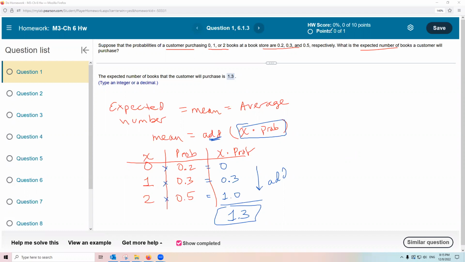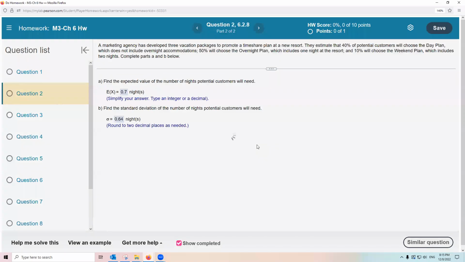All right, let's go ahead and do another example like this. Here's number 2. Again, I'm going to go ahead and make up a little table with this data. Let's read it over here. It says a marketing agency has developed 3 vacation packages. They estimate 40% of customers will choose the day plan, which does not include overnight, 50% will choose overnight, which is 1 night, and 10% will choose the weekend plan.